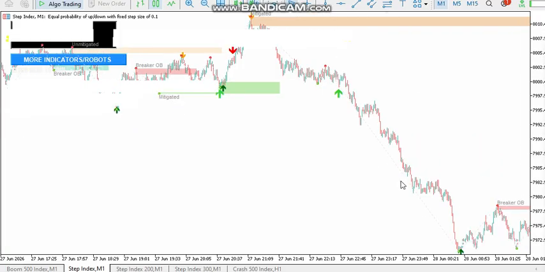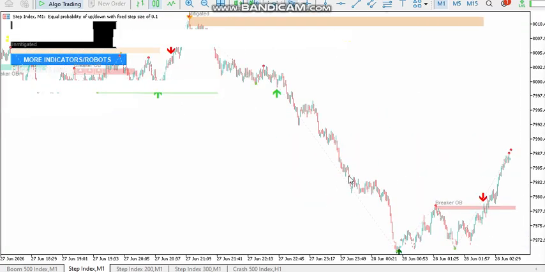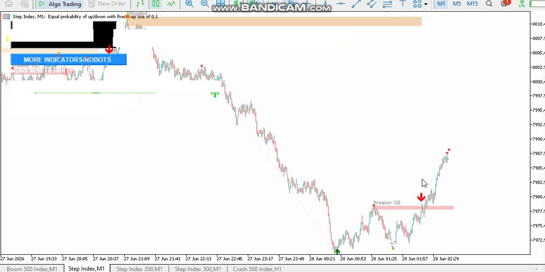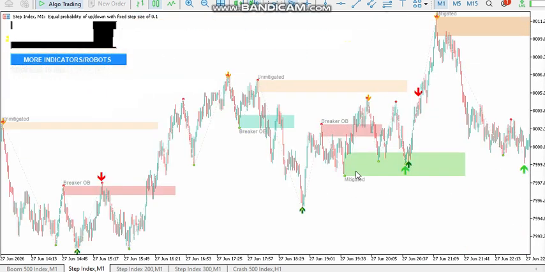So that's why I tell you guys that you have to be patient enough to look for the best entry to enter. You can see what happened here also. This is also a confirmation for us, but we don't see any breaker OB yet. So that is how we have to wait for it to give us an accurate entry.